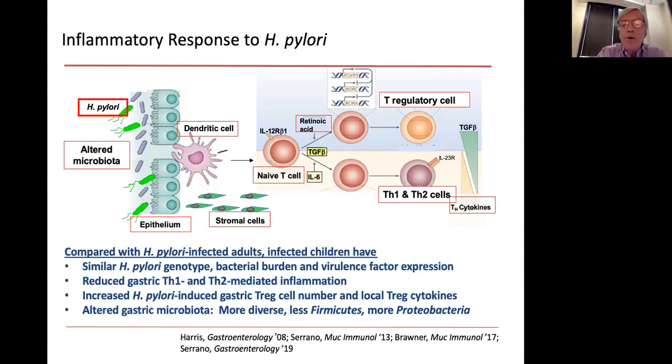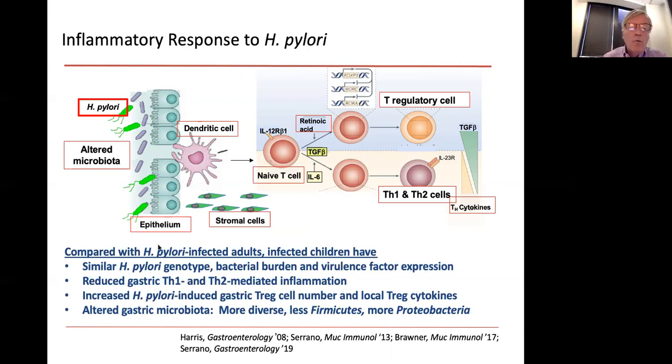The results of a number of studies comparing H. pylori infected adults with infected children have shown us that despite similar H. pylori genotype, bacterial burden, and virulence factor expression, there is a reduced Th1 inflammatory response in the children, increased H. pylori induced T regulatory cell number and T regulatory cell response, implicating the downregulation in the inflammatory response in children, and likely the lower incidence of duodenal ulcer, gastric ulcer, and the absence of gastric cancer is due to the much higher level of T regulatory cell responses.